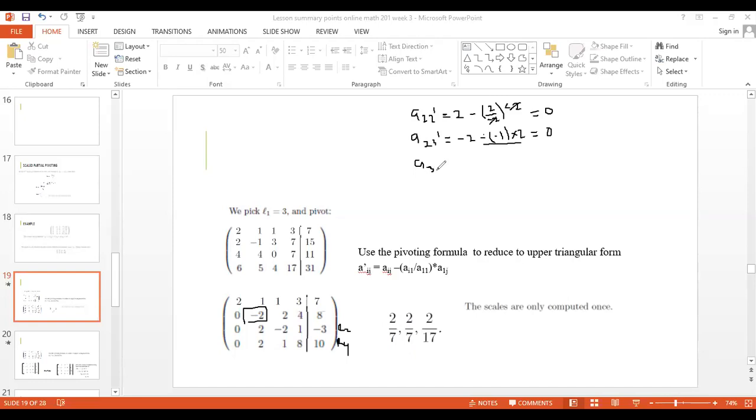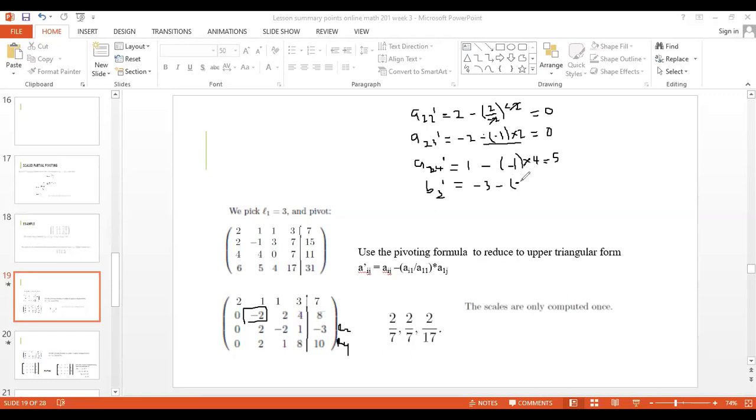Then we have A24 new, which is equal to 1 minus -1 times 4, which will give us 1 plus 4, which is equal to 5. Then the next one will be B2 new. What is it? -3, minus what?